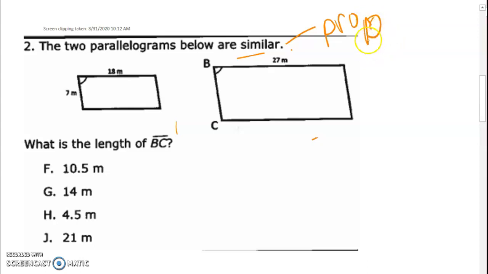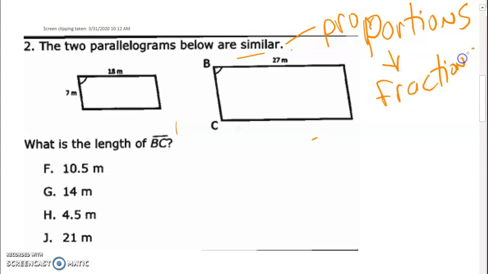I'm not sure this is device here. We need to set up a proportion, or set up proportions, which means you need fractions. Okay, so that means this is the proportion equation. And so you've got to think, okay, what am I comparing?